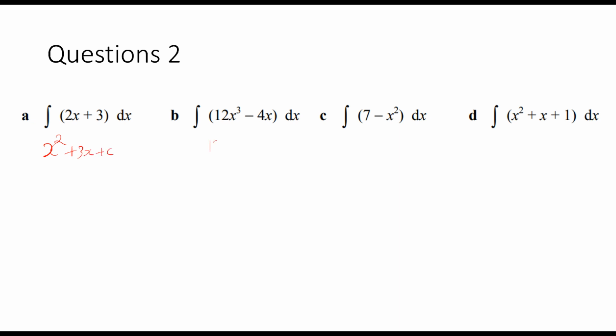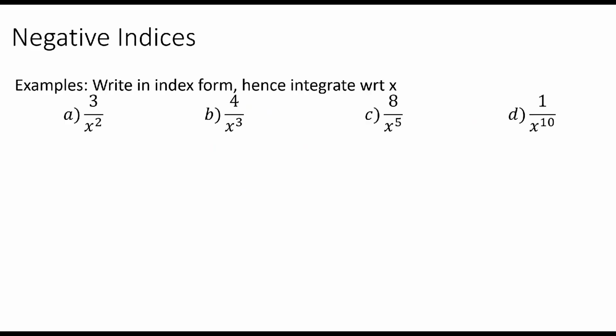For b, I will get 12x to the 4 over 4, take away 4x squared over 2 plus c, which will give me 3x to the 4 minus 2x squared plus c. Now, what I'd like to do is just introduce some negative indices. Looking at these indices here, we have 3 over x squared. We should recall that this is the same as 3x to the minus 2. Similarly, 4 over x cubed is 4x to the minus 3, and so on. So remembering that if I have a reciprocal, it means a negative power.